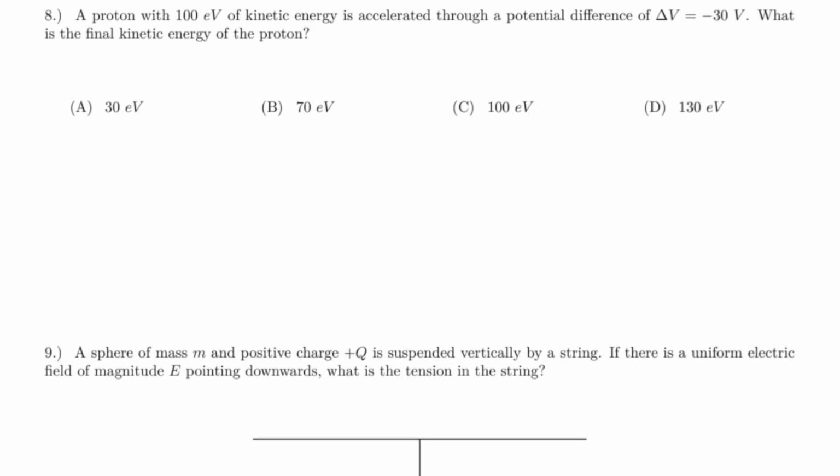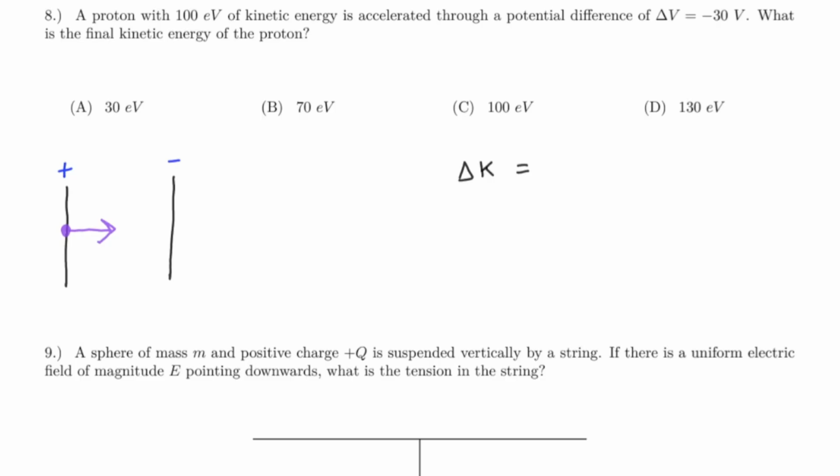A proton with 100 eVs of kinetic energy is accelerated through a potential difference of delta V of -30 volts. What's the final kinetic energy? So what we know here is that it's accelerated through a potential difference of -30 volts. So my proton is actually accelerating going downhill, or going to lower potential, or source to sink. So this actually should speed up, which tells you the answer instantly, knowing that a positive charge going to lower potential speeds up. But we can work it out, of course.